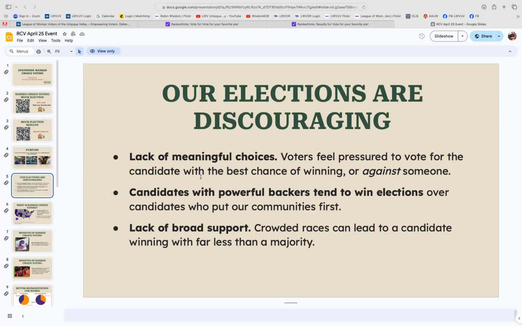The middle item, candidates with powerful backers tend to win elections. That could be both positive and negative. And particularly in this climate, there's a lot of negative stuff that I can see that's going on with who and why candidates are being backed. Yeah, and so that would be a detriment for me if I find that there's a particular organization that's pushing the candidate forward. Yeah, that's a great point. Anyone else? One more person that would like to share?